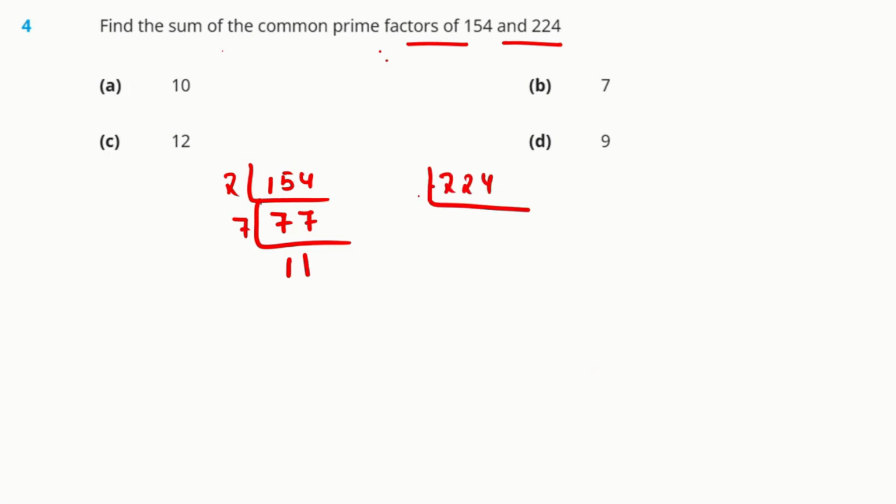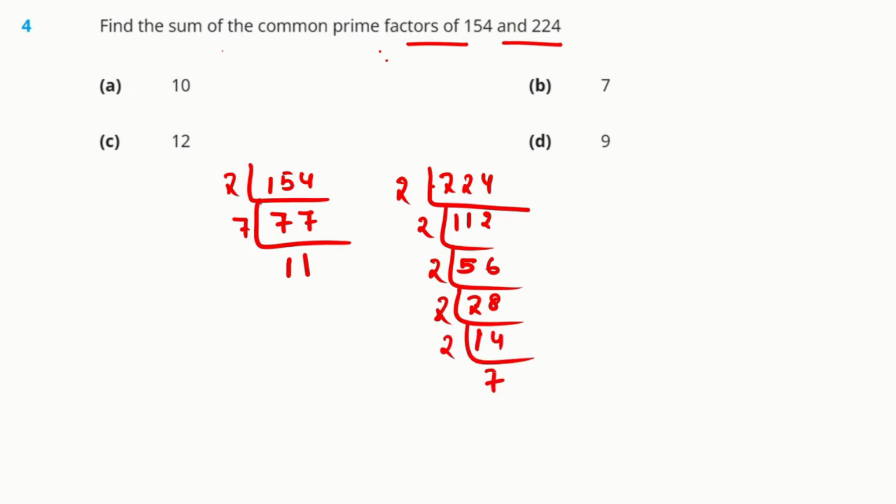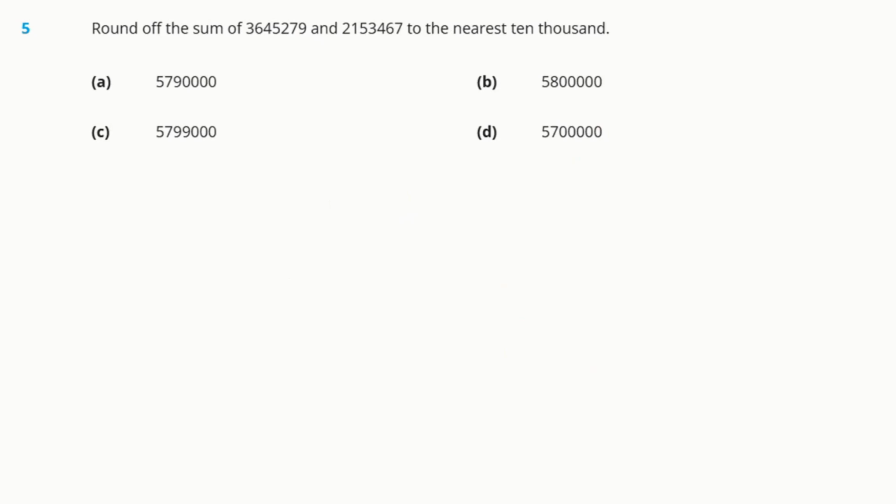And as far as 224 is concerned, it's 112. Again, we can use 2, which would leave us with 56. Again, we can use 2, that would leave us with 28, again a 2, that's 14, again a 2, that's 7. So we have multiple 2s and one 7. 7 itself is a prime number, so we can leave it like this. We have to find the sum of the common prime factors. So we can take 2 and 7 as common. So their sum would be 2 plus 7, 9. Option D is the answer.